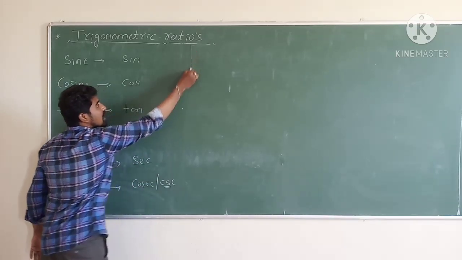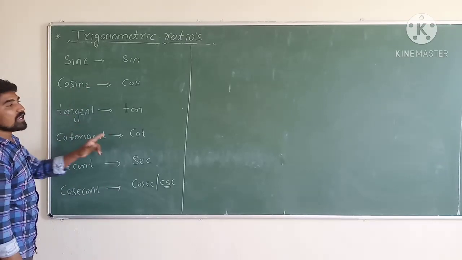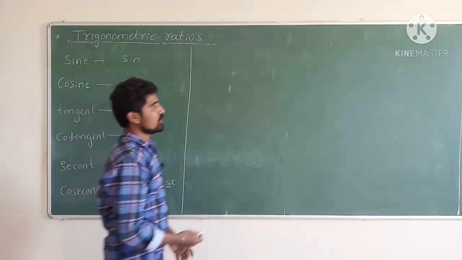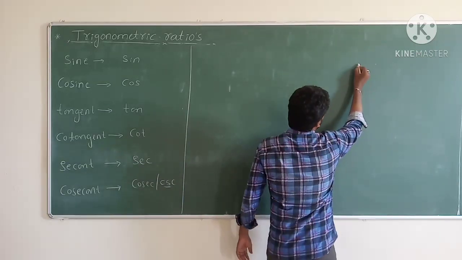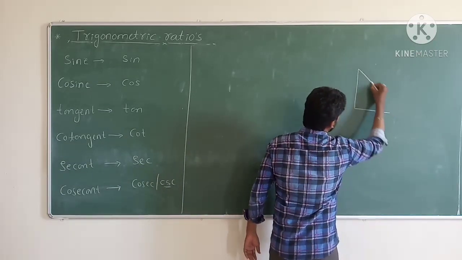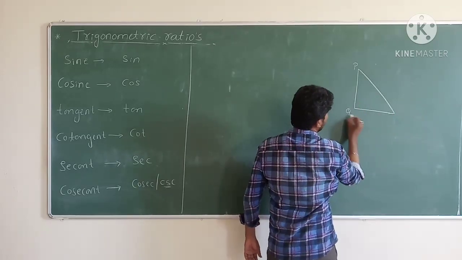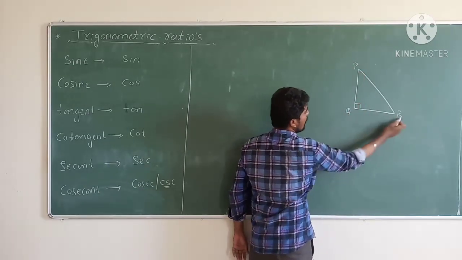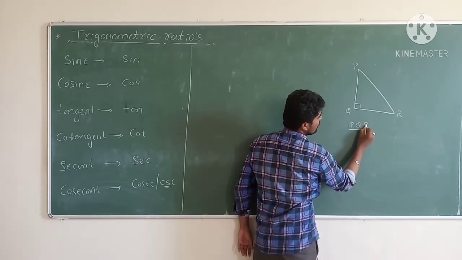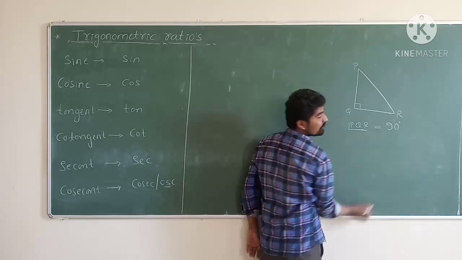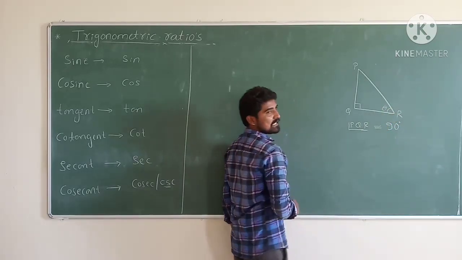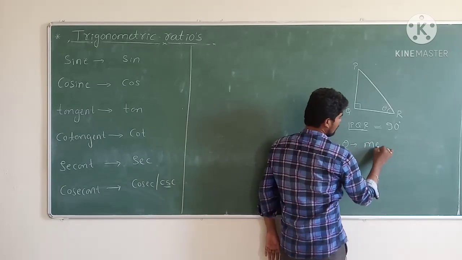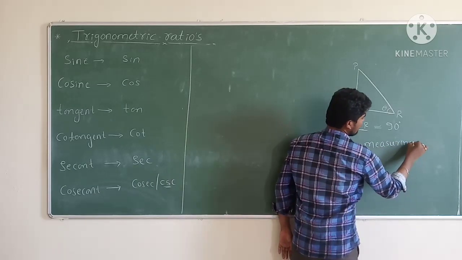Now, these trigonometric ratios are always defined in a right angle triangle, means lamba kona triangle. Like triangle PQR is one of the right angle triangles, and let the angle PQR be equal to 90 degree, and let theta be the measuring angle. Measuring angle is the angle where theta is marked.